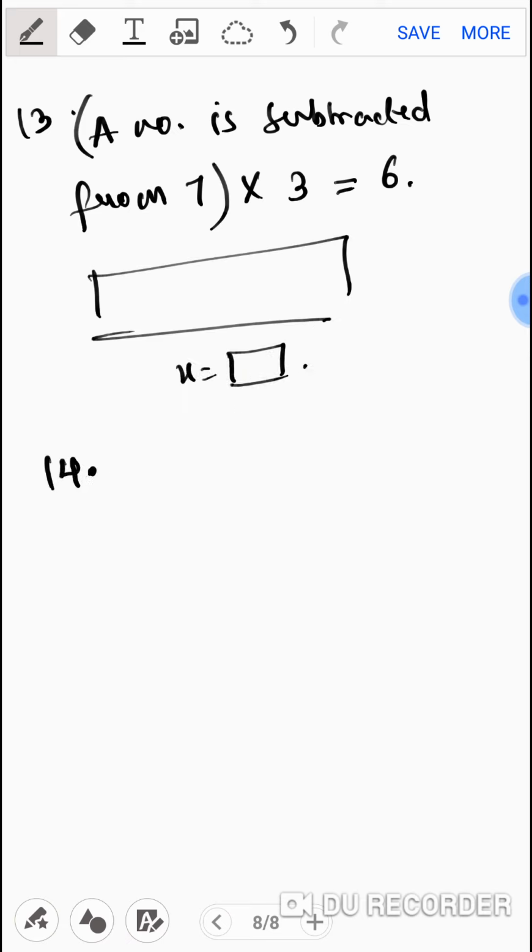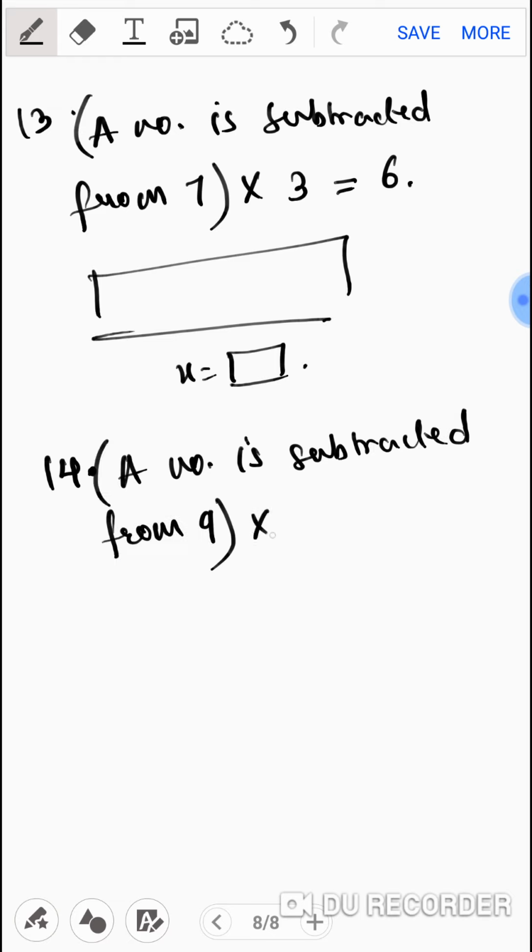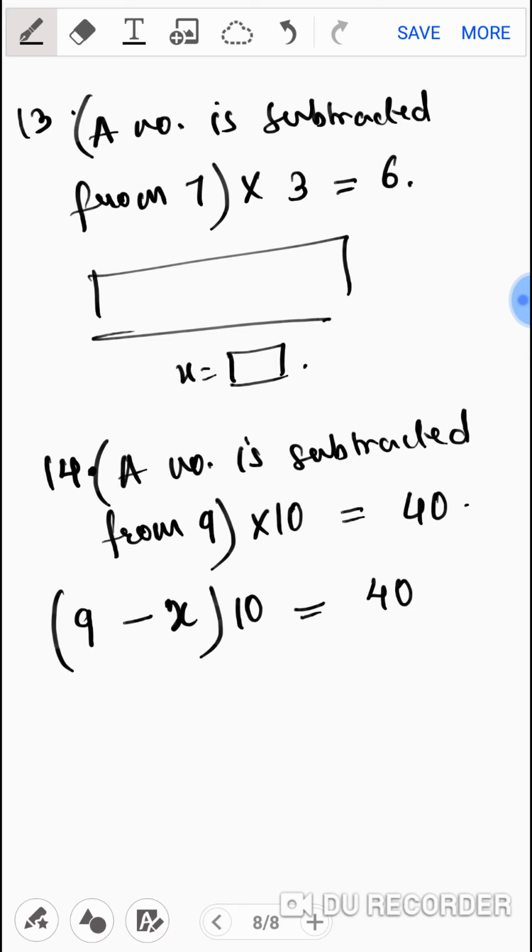Problem number 14. A number is subtracted from 9 and the result is multiplied with 10 and the answer is 40. I'll give you the equation. A number, that means x, subtracted from 9. So 9 will come first. This entire is multiplied with 10 and the answer is 40. I'll help you to solve this.